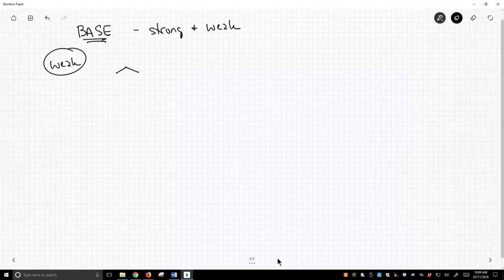Okay, so let's draw a ketone again. Again, we'll just keep it simple. We'll draw acetone, but don't be bothered by this. We could do any ketone, but acetone makes it quick and easy to draw on the screen. So here's our ketone. Our weak base is going to be sodium hydroxide.